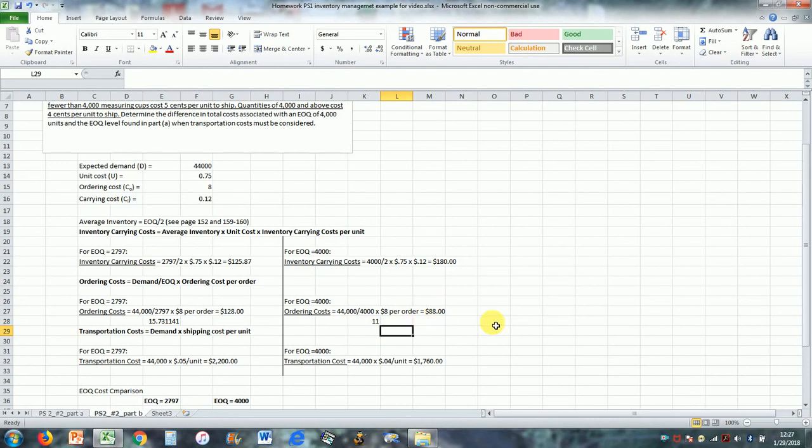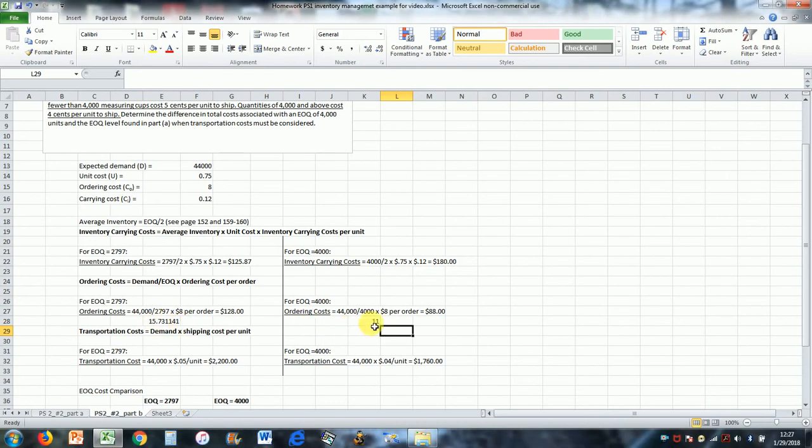So as you can see, the ordering costs for the EOQ of 4,000 are less than, $40 less than, the ordering cost for the EOQ of 2797. And why is that? Well, look at this number. I'm placing less orders per year, and therefore I'm having a smaller number to multiply against the ordering cost per order. Make sense? So there's some savings here.